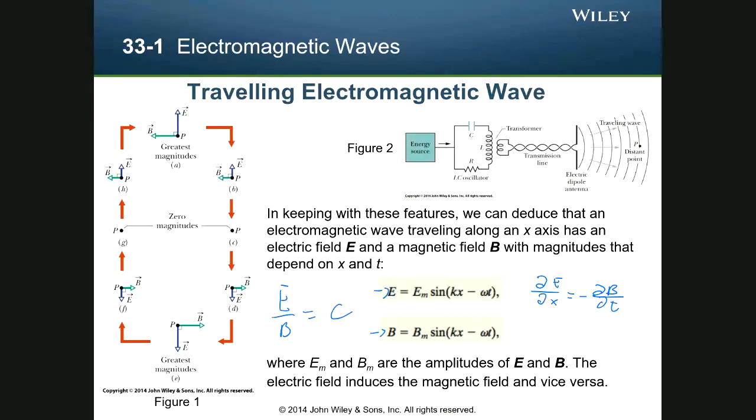They're going through the same area. You can get the fields directly. But if you take these partial derivatives and you set them equal to each other, you will find that you'll have things in terms of E and B, and c will be the speed of the wave, which you can define in terms of k and omega.